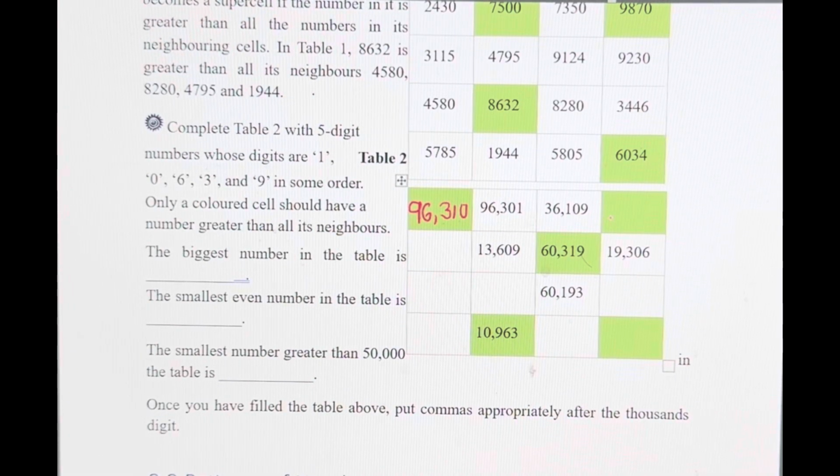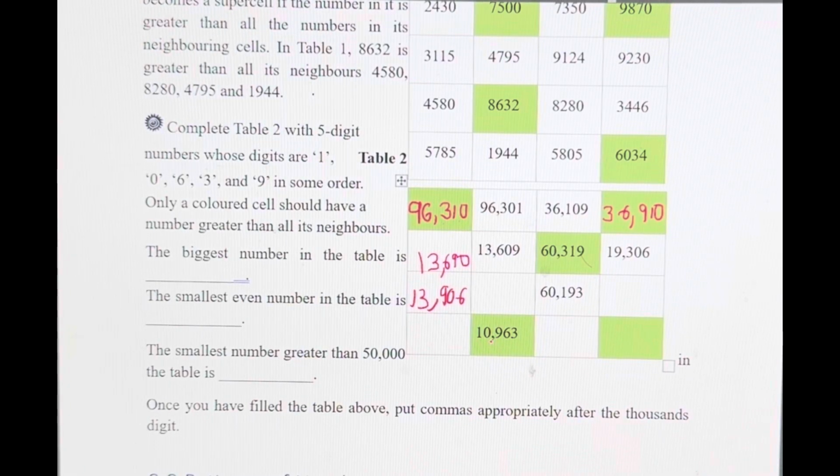So there is only one possibility actually, 96,310. Now you want to make this a supercell, so it should be greater than this and this. So suppose we take 36,910. Okay, this is one of the possibilities. Then here this is not a supercell, so we write 36,690. Then here suppose we take 13,690. Here we take 13,906, a number greater than this.